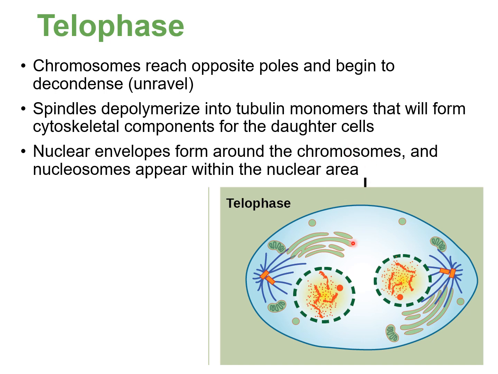Telophase is where the chromosomes have now reached opposite poles and begin to decondense or unravel. Spindles depolarize into tubulin monomers that will form cytoskeleton components for the daughter cells, and we see the nuclear envelope starting to reappear. So this is basically forming our nucleus that's going to contain all the DNA. And we can see the nucleosomes appearing within that nuclear area as well, these little things right here. So now we've basically got all the parts to make our two cells.